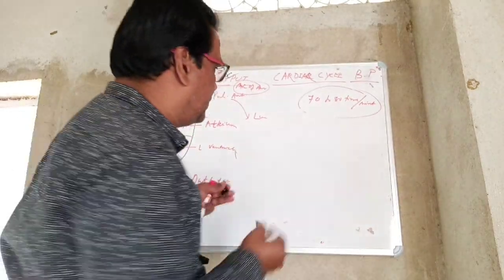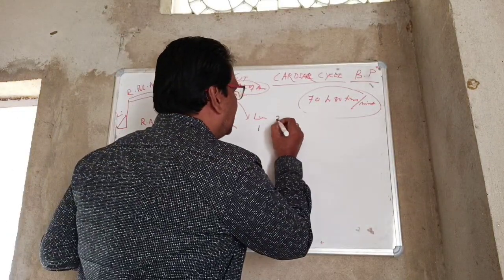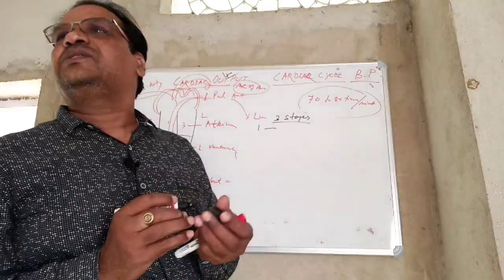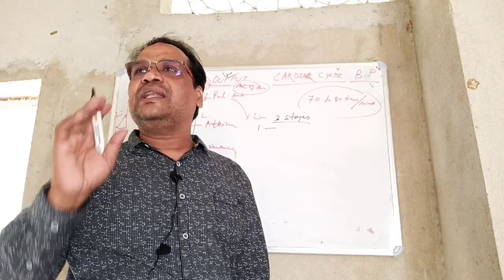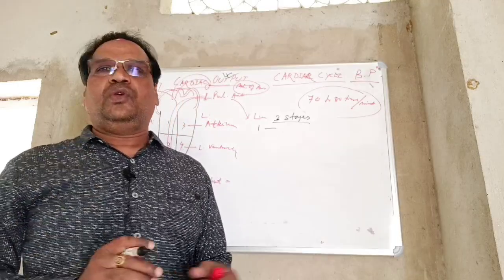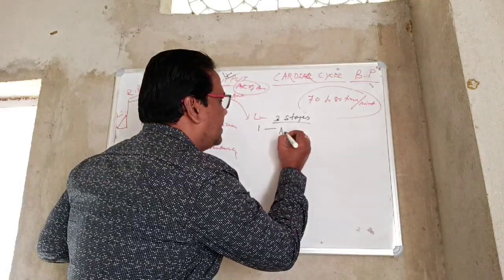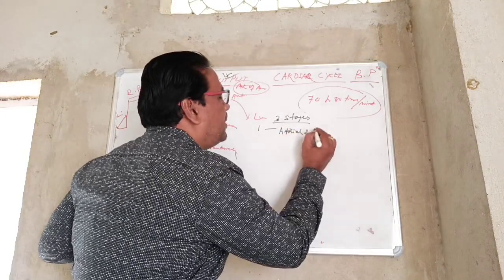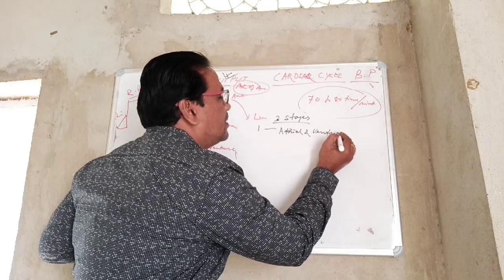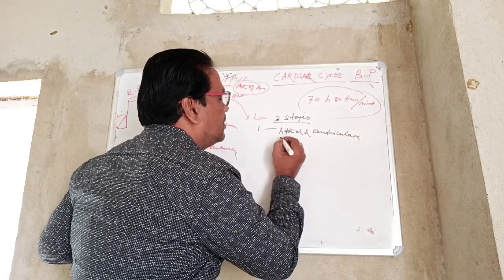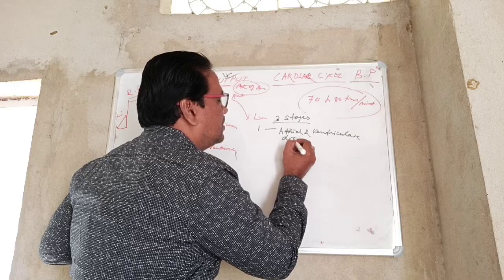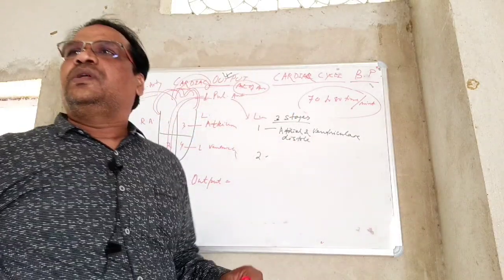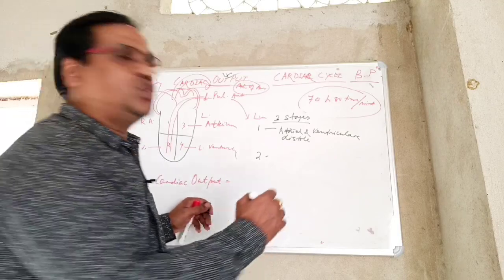The first stage is atrial and ventricular diastole. The second one is atrial systole.